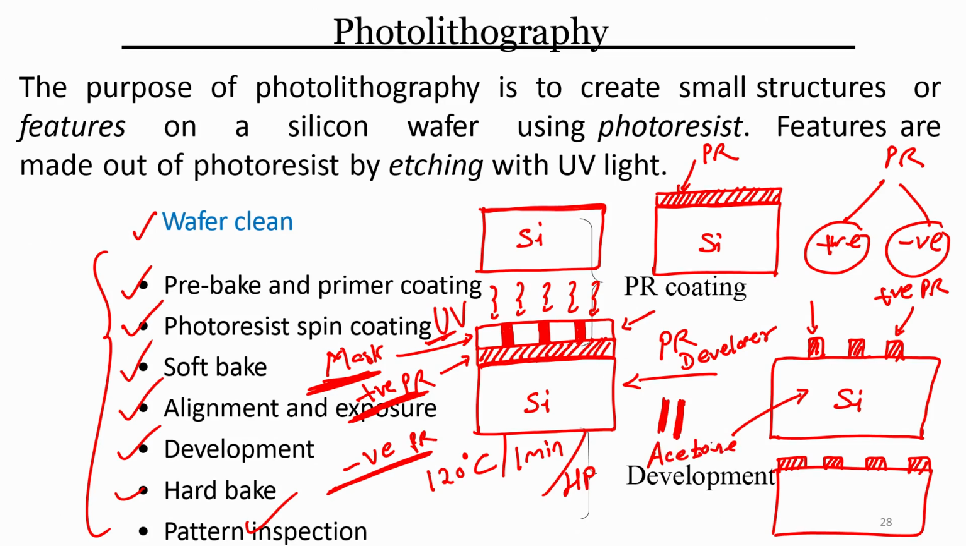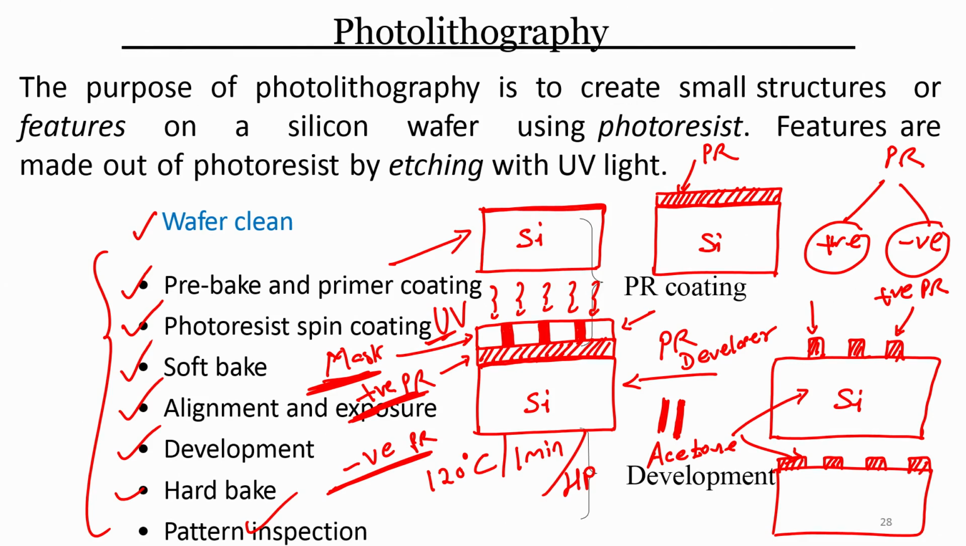What will happen? Acetone is a stripper for photoresist, either positive or negative, it does not matter. You can dip the wafer in acetone. If you dip the wafer in acetone, you will get the silicon wafer back, and the photoresist will be stripped off. So, for stripping of the photoresist we use acetone.